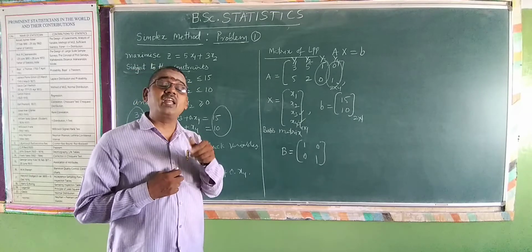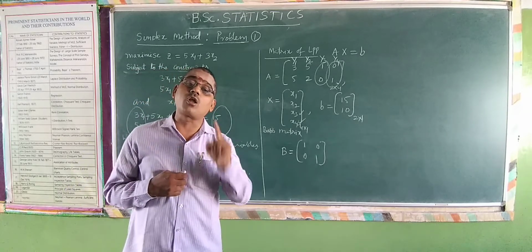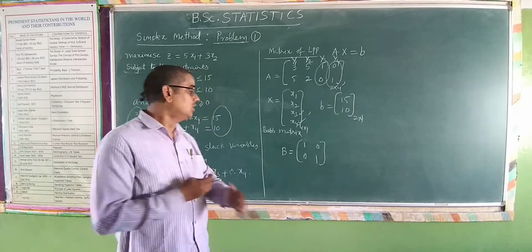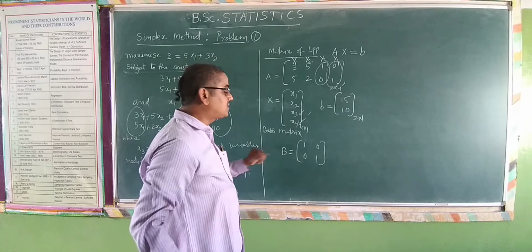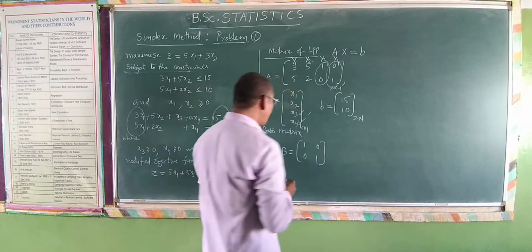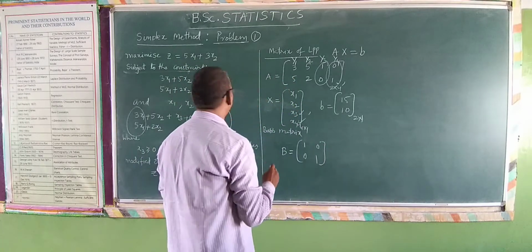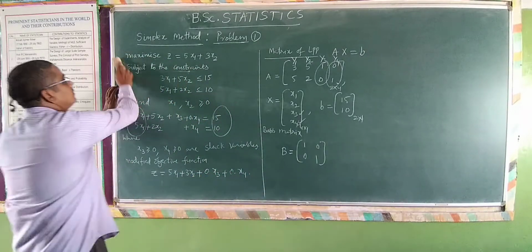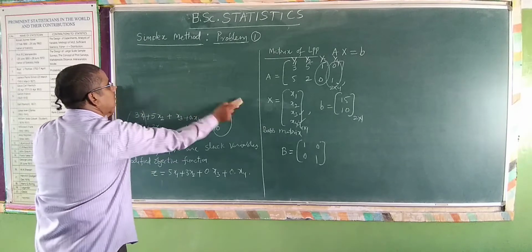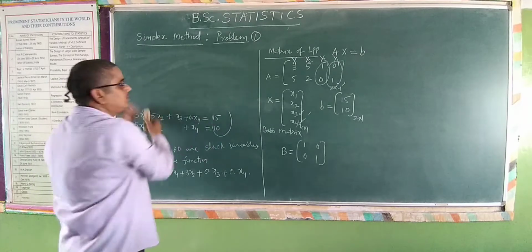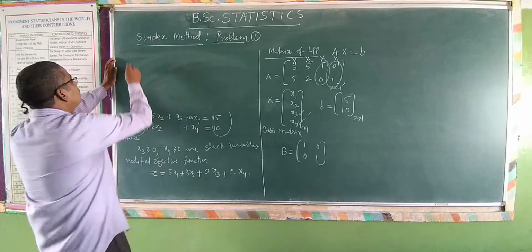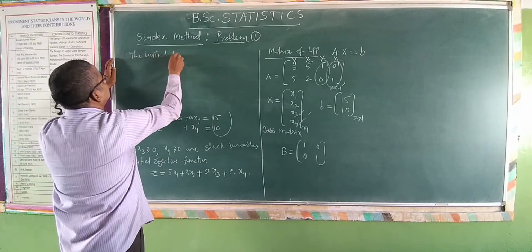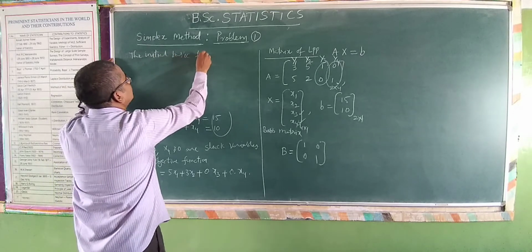You see, I am explaining in terms of column matrix. Right. So therefore, this is B. B is called the basis matrix. So now the initial basic feasible solution is, I am writing here the initial basic feasible solution.